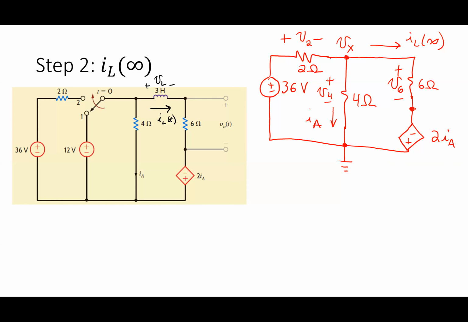I'm going to say I got a current going into this node, a current going out of this node, and out of this node, right? Because I've already defined my currents that way. IA goes out of that node, IL infinity goes out of that node, and whatever current I have over here goes into this node. I'll call this, I don't know, I2.